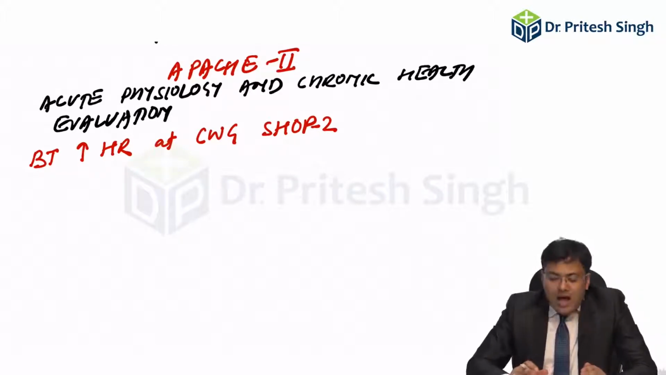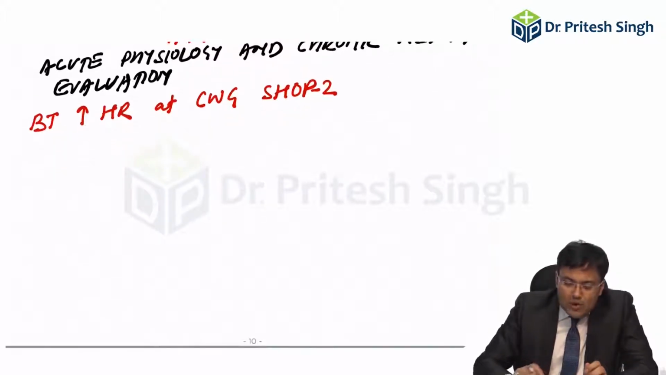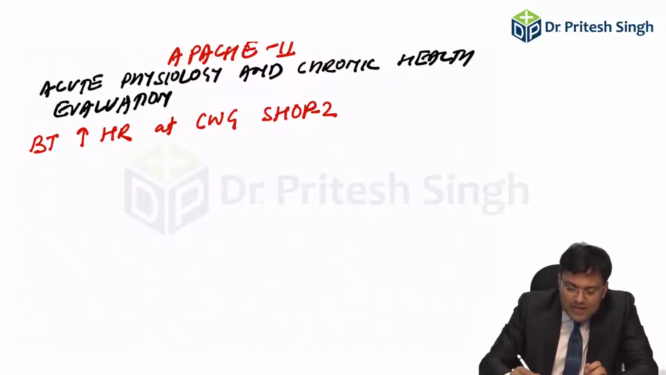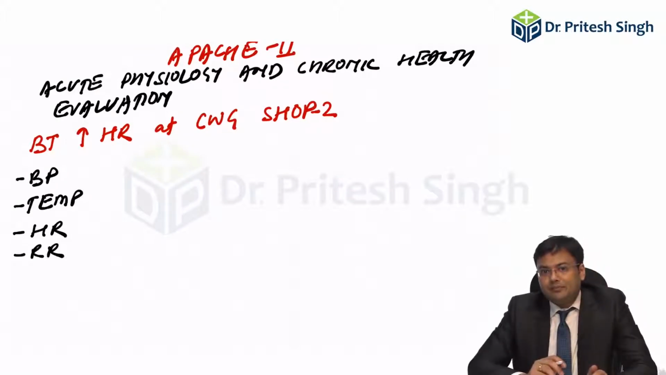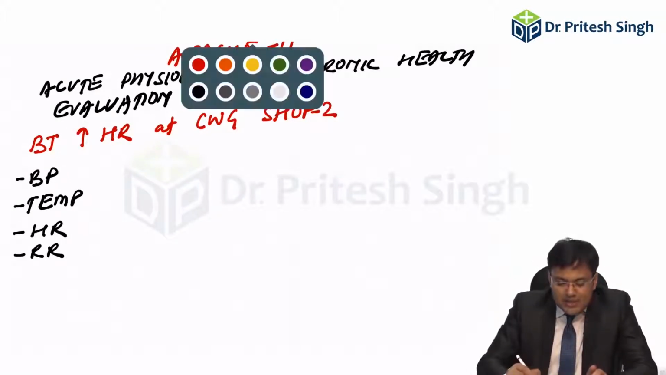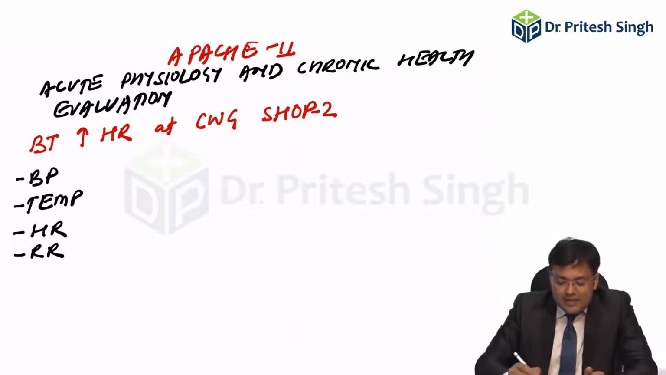Let me tell you, out of these 12 parameters, most of the parameters are vitals or laboratory investigations. So what are those vitals which start with B, T, H and R? Simple. B is blood pressure, T is temperature, H is heart rate, R is respiratory rate. Blood pressure, temperature, heart rate, respiratory rate.